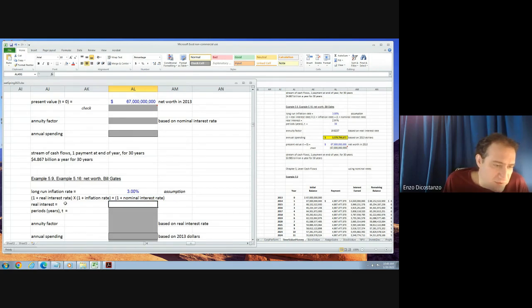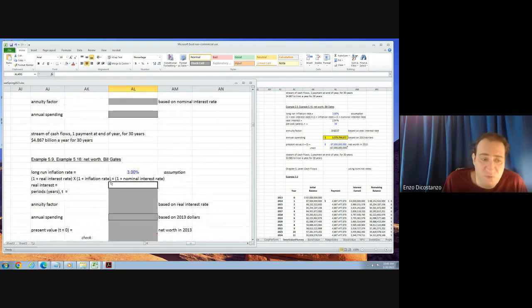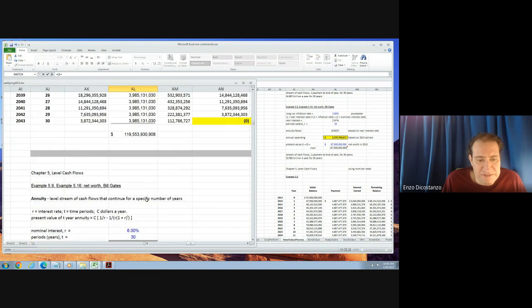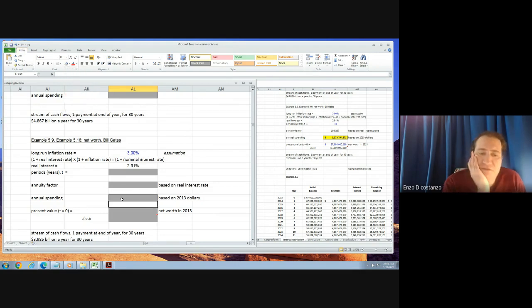So see, remember this formula? We gave you the formula. So you have to solve for the real rate. So it's 1 plus 6% divided by 1 plus 3%, minus 1, right? So it's equal, parenthesis, what's on the right side? 1 plus the nominal rate, which is the 6% up here, okay, divided by 1 plus 3%, which is there, and then subtract that 1 to solve for the real rate. And the real rate is 2.91%. I think we saw that before.